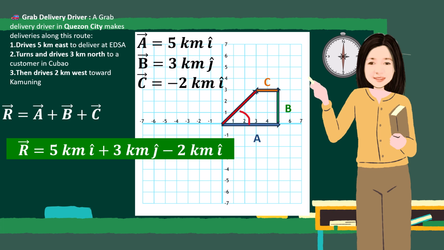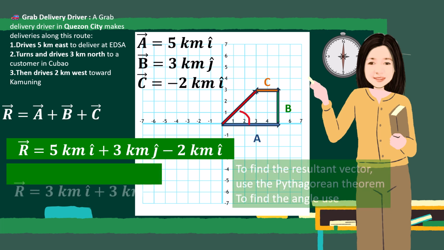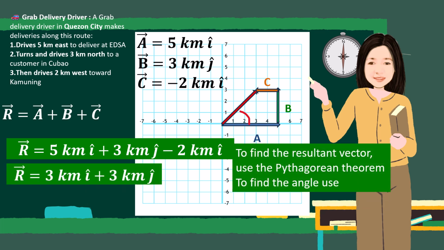And there's only one quantity here with the j hat unit vector. So we will be obtaining R is 3 kilometers i hat plus 3 kilometers j hat. This quantity here, the one with the i hat, represents the x component of the resultant displacement, and the one with the j hat represents the y component of the resultant vector.